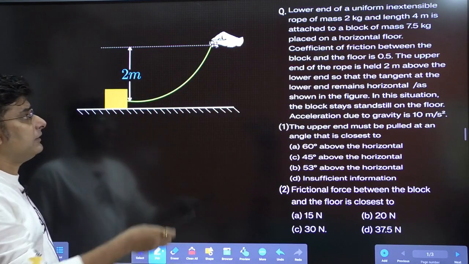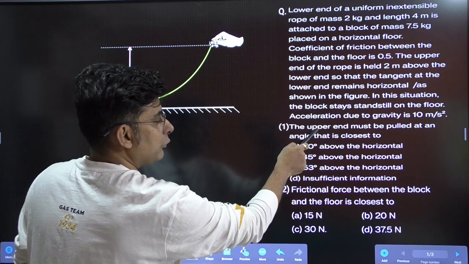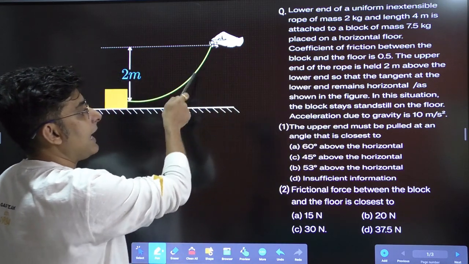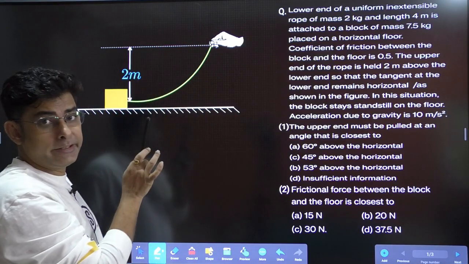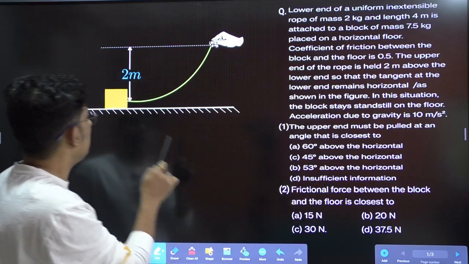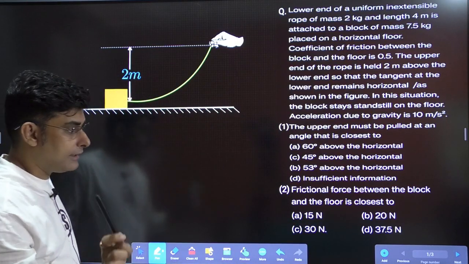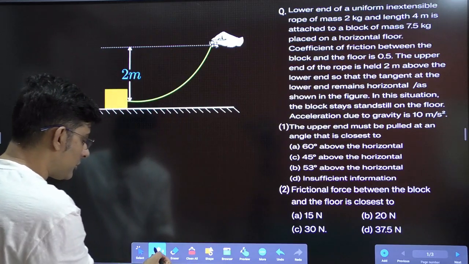The question being asked is, what angle do we have to find? The upper end must be pulled at an angle that is closest to how much? With respect to horizontal, what angle are you pulling it? And they are also asking in the second part, what is the frictional force between the block and the ground at this particular instant? So let's see how to solve this particular question.